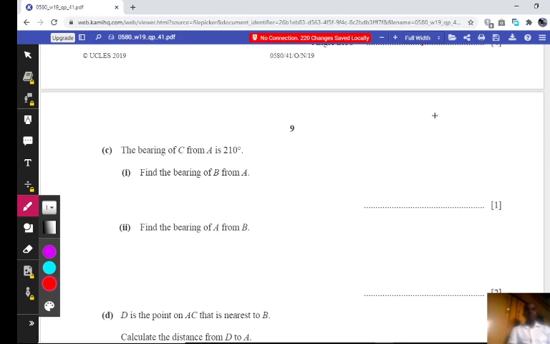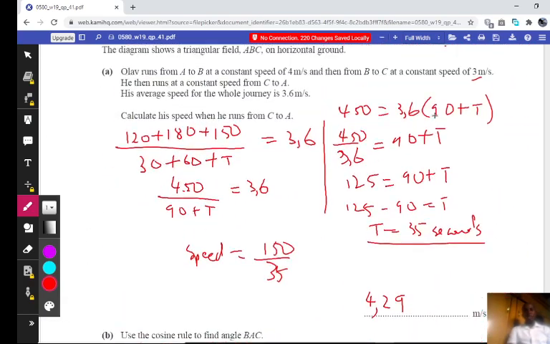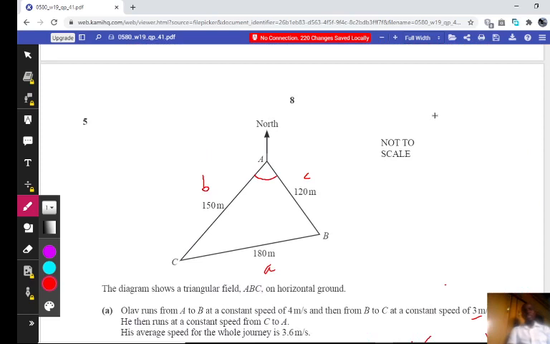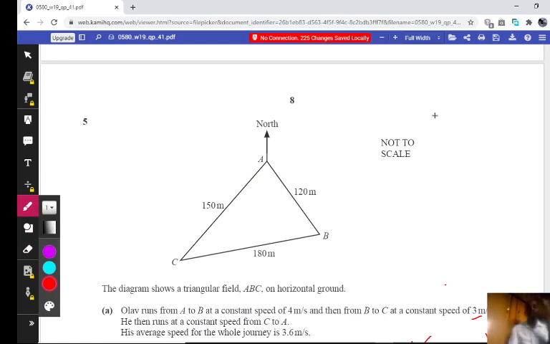The bearing of C from A is 210 degrees. Find the bearing of B from A. C from A is 210. Let's move up. You have this part. C from A. So the bearing, you mark the angle from the north of the from point. So this one is C from A. So from the north of A to the line with C, this is 210 degrees, like this.